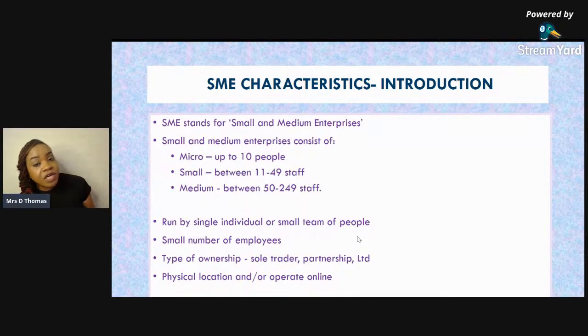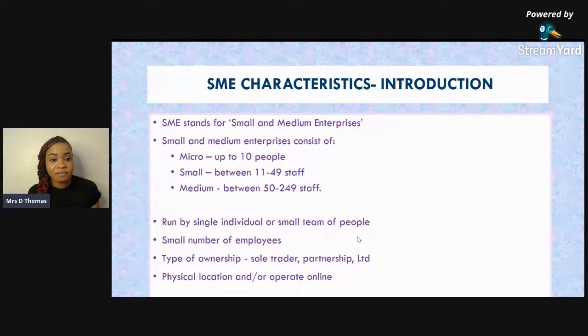They will be run by a single individual or a small team of people. So you can have your sole tradership, which we'll talk about later. If they're a sole trader, they might run the business solely, and that means they're a micro business. Or they might have 2 or 3 people working for them. Or the business might be small or medium size, and they might have a small team of maybe 1, 2, 3 or more people who are managers of that company or run that company.